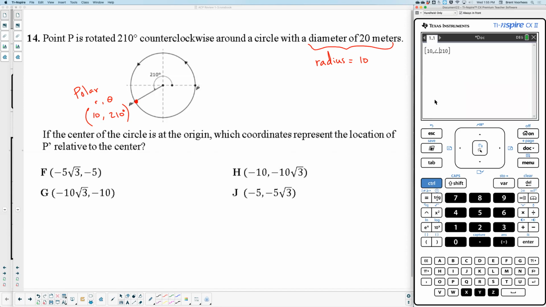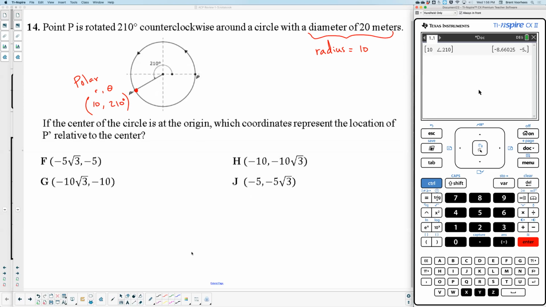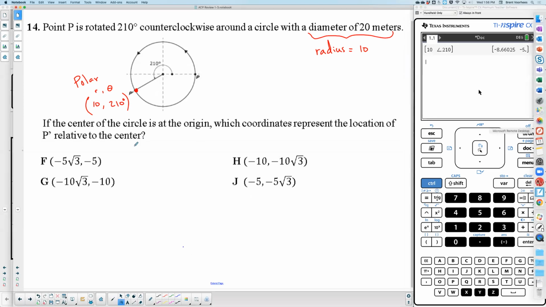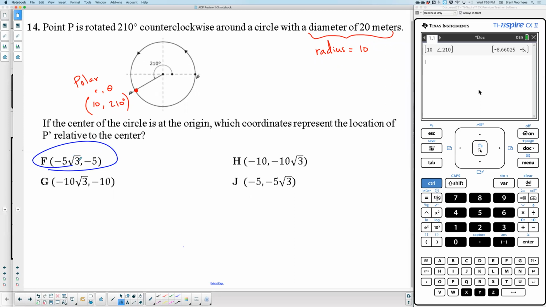Luckily for you, you don't have to press any buttons to convert to rectangular. If you just press enter, it should do it automatically. When you press enter, what value? Just round. What are y'all getting when you press enter? Negative 8.6 and -5. Look at your answer choices. I'm going to go off the -5. Which one looks like it's going to be the correct answer choice? F. Okay, let's double check with F. Let's check -5 square root 3. Let's make sure that matches that right there. Did they match?